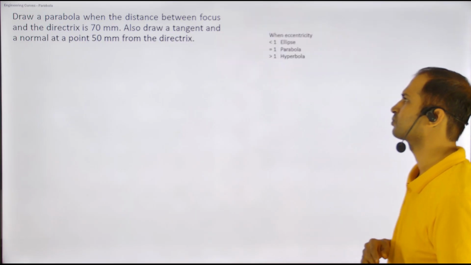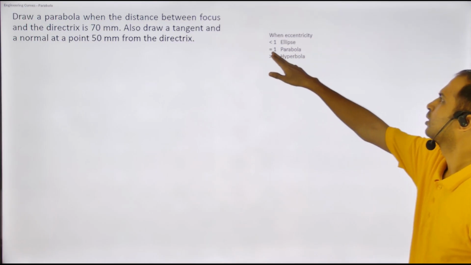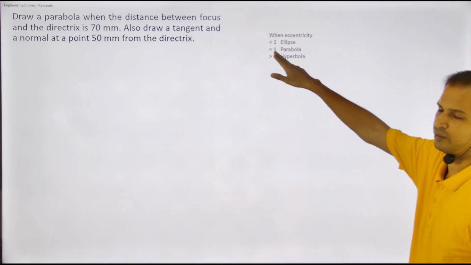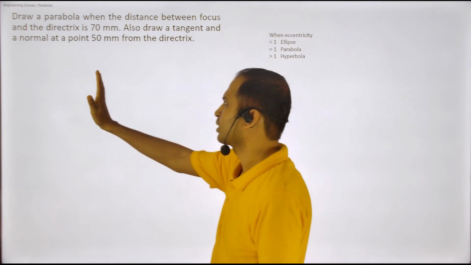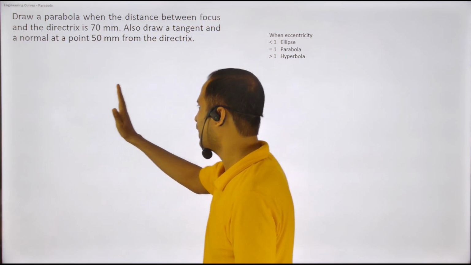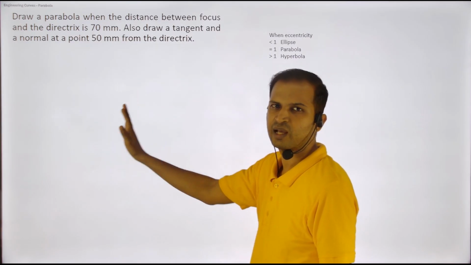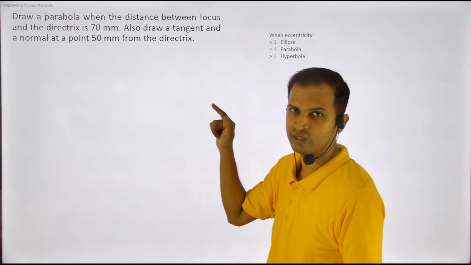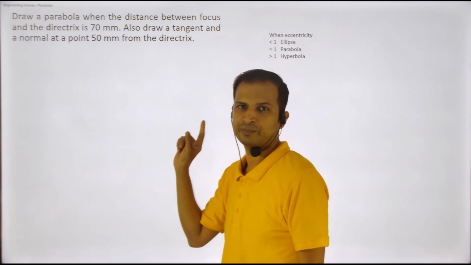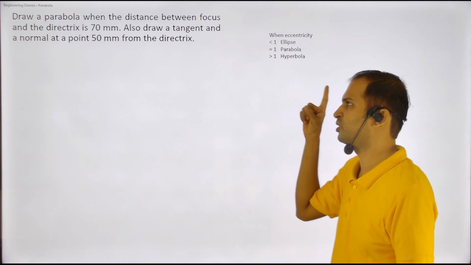Let us see. We know that for a parabola, the eccentricity should be 1. That means the distance from the directrix and the focus is given, suppose x. So the vertex V will come at the midpoint of both of them because the eccentricity is 1. So that is the hint.